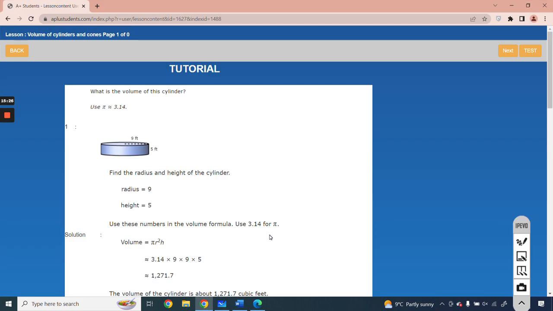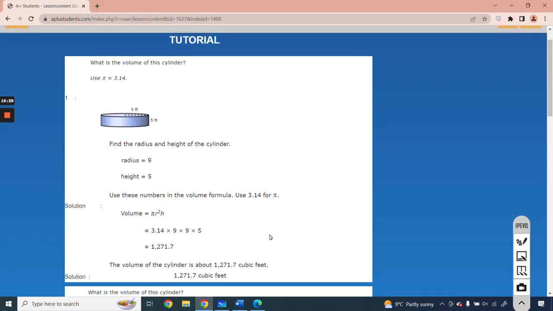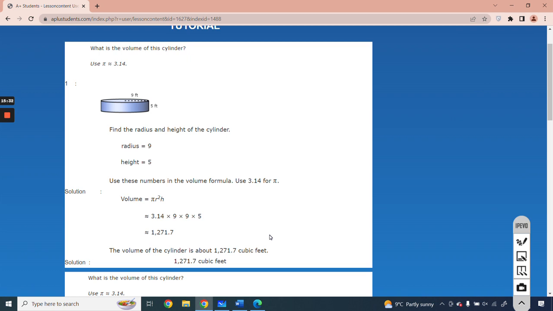Okay, let's just start with the first example. We are given a cylinder. We have to find the volume of the cylinder. You are given the height and the radius. The radius is 9 and the height is 5. So for the volume you have to use the formula pi r square h. Pi has the value 3.14, r has the value 9 and h has the value 5. So it would be 3.14 times 9 times 9 times 5. So that is 1271.7. For the volume of the cylinder you have to use the formula V equals pi r square h.